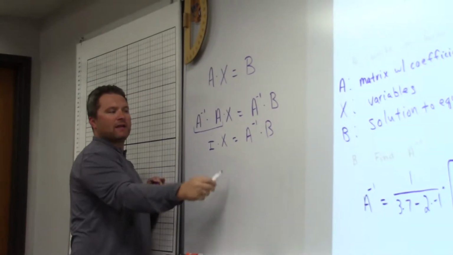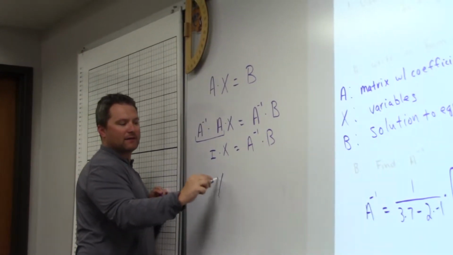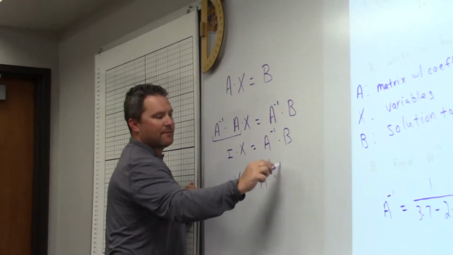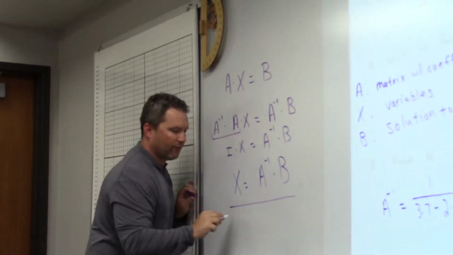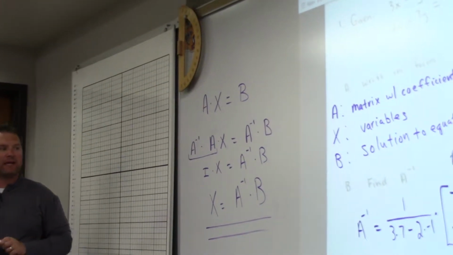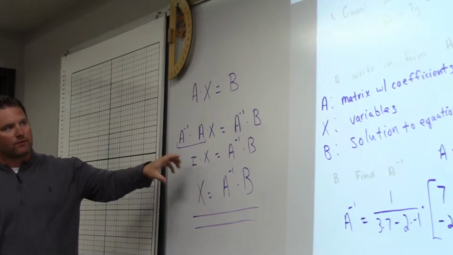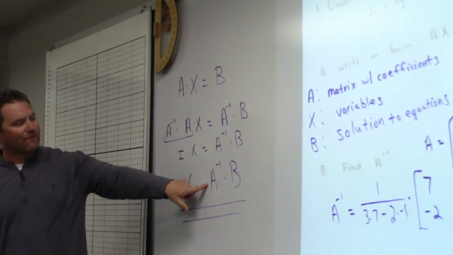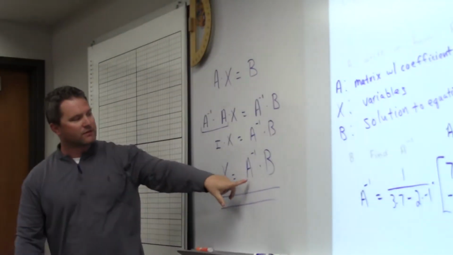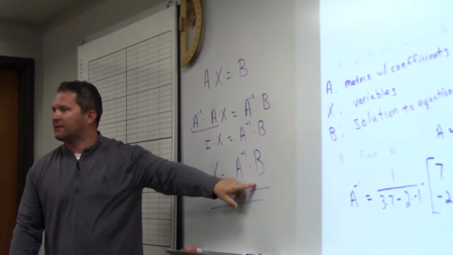The identity matrix times X is just X. So X will equal A inverse times B. You want to know this formula. X equals A inverse times B. X is the variables you're looking for, A inverse is the inverse of the coefficient matrix, and B is the B matrix.